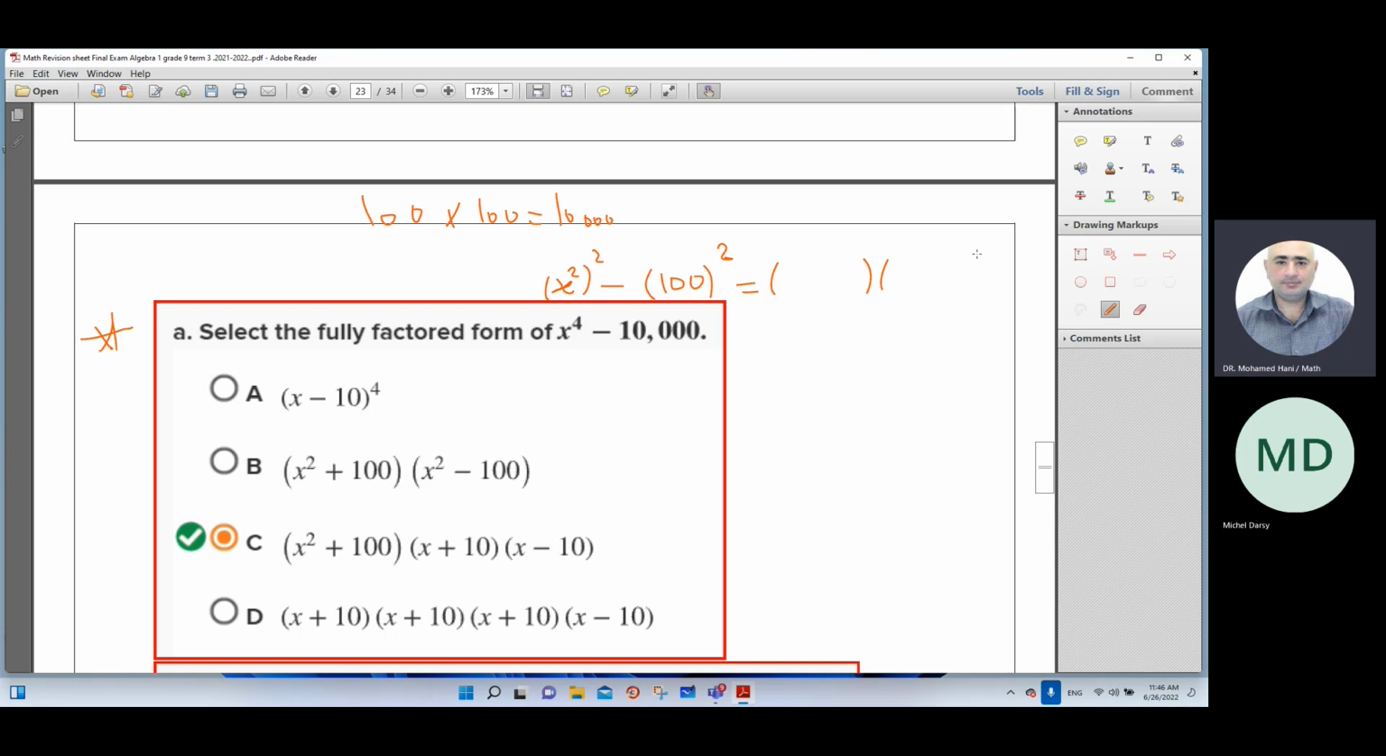Open two brackets, the sum and the difference. Then the square root here will be x squared, and here will be 100. And here also the same, x squared, and here 100. And here we can use the rule because we have negative. Here we can keep x squared plus 100.